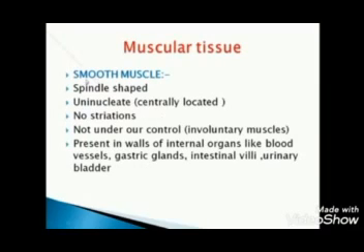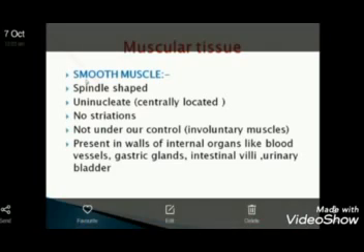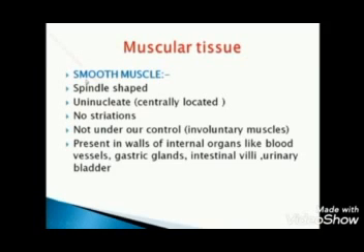And next one is the smooth muscle. It is spindle shaped. The smooth muscles are uninucleate, that is, centrally located. It has no striations. It is not under our control, so it is called the involuntary muscles. It is present in walls of the internal organs like blood vessels, gastric glands, intestinal villi, urinary bladder.